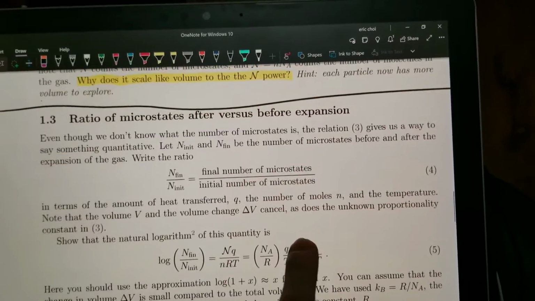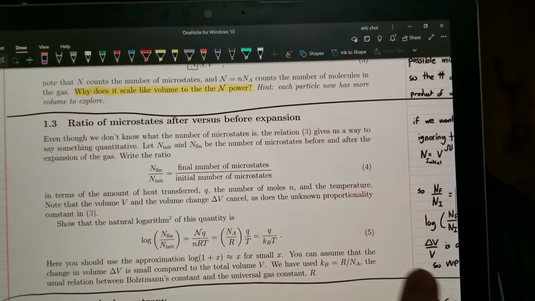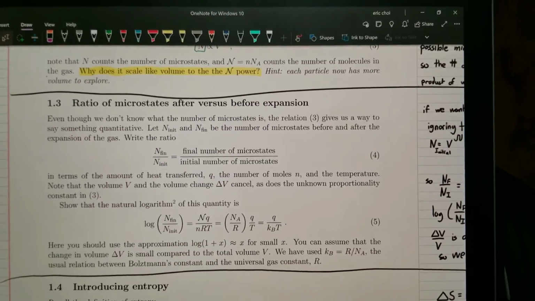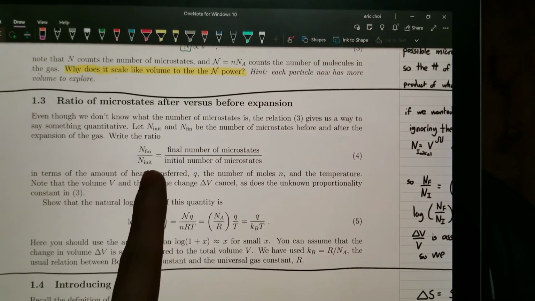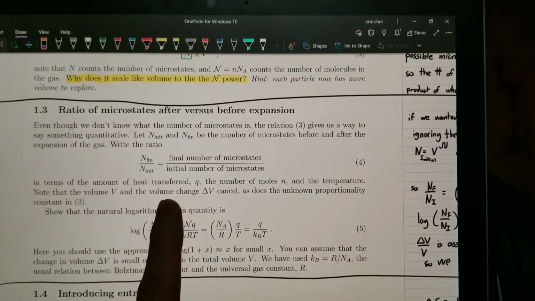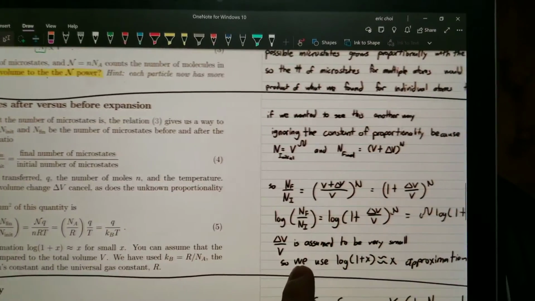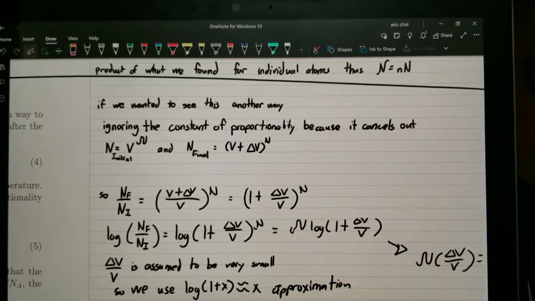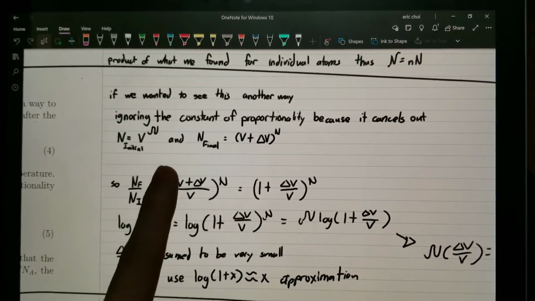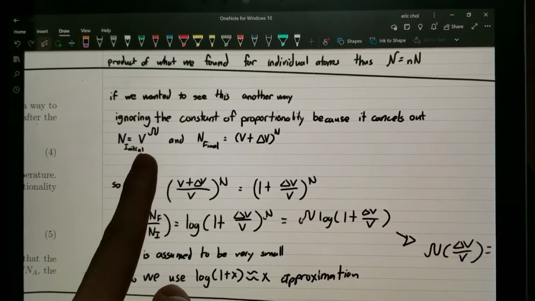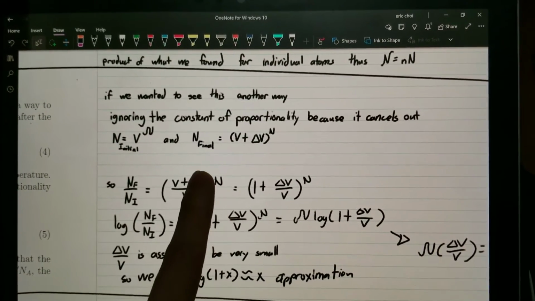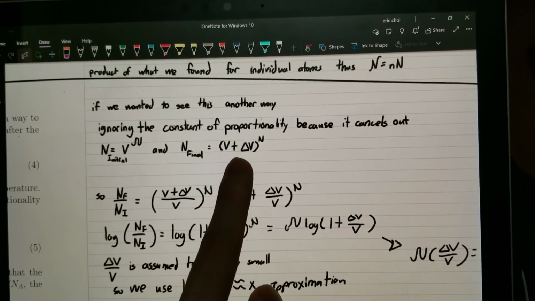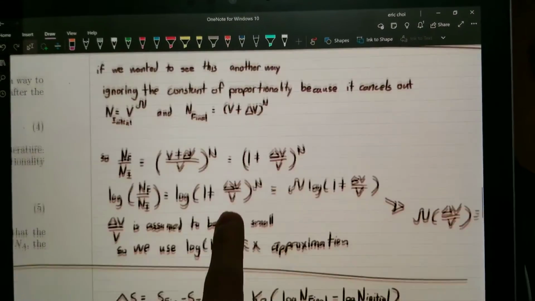On to the next part, 1.3. This will be a doozy because now we're going into some plug and chug mess. So starting off, it gives us the ratio of n final over n initial. And using that, we can start off with solving out what is n final and what is n initial. As stated in the previous problem, curly n is equal to V to the power of n. And so n final should be the V plus the increased amount of V, to the power of n.